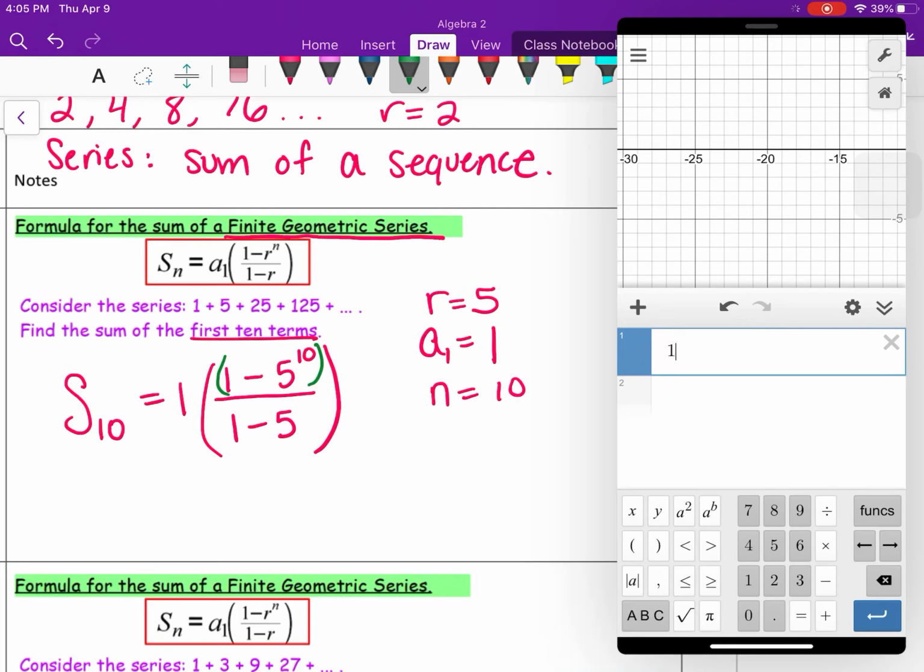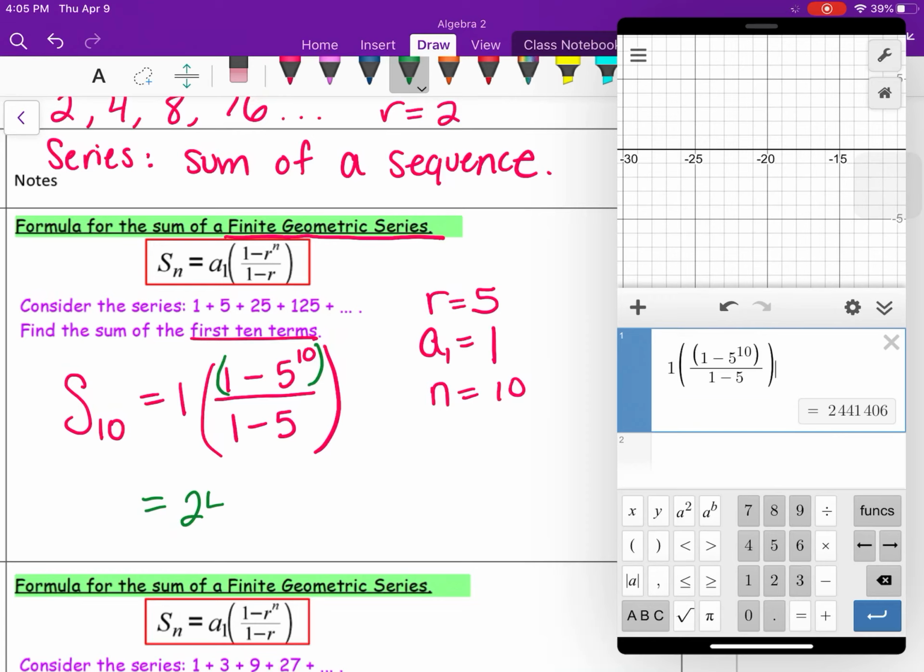So you'll do 1, parenthesis, then another parenthesis, then 1 minus 5 to the 10th power, then hit the arrow over to close that parenthesis. Divided by, and then you can do 1 minus 5 in the denominator, and then close that parenthesis. So it should look just like that.